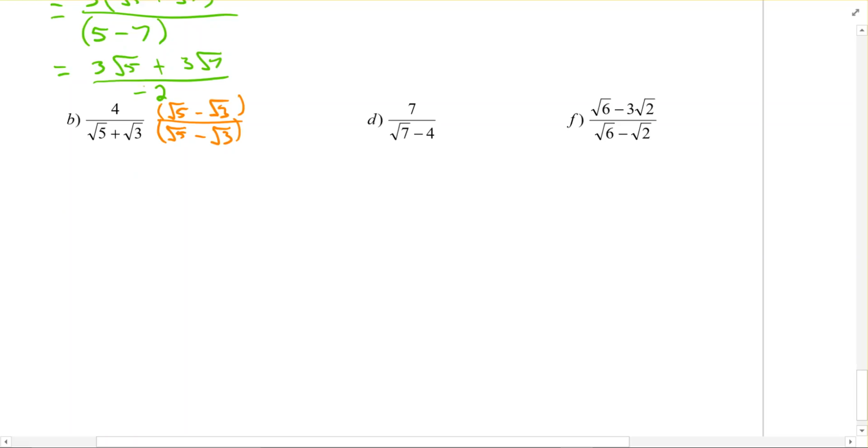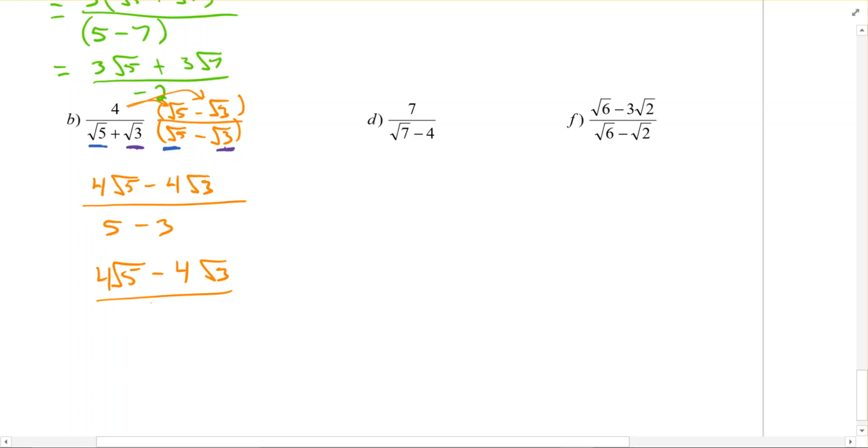Okay, so our top, I can do this right now in one step. It's going to be 4 times root 5, 4 times negative root 3. So our top is going to be 4 root 5 minus 4 root 3 all over, now it's just going to be that one times that one and that one times that one. So that's just going to be 5 minus, because positive root 3 times negative root 3 is going to be negative, so it's negative 3. So let's write it one more time: 4 root 5 minus 4 root 3 over 2. And that's our answer.